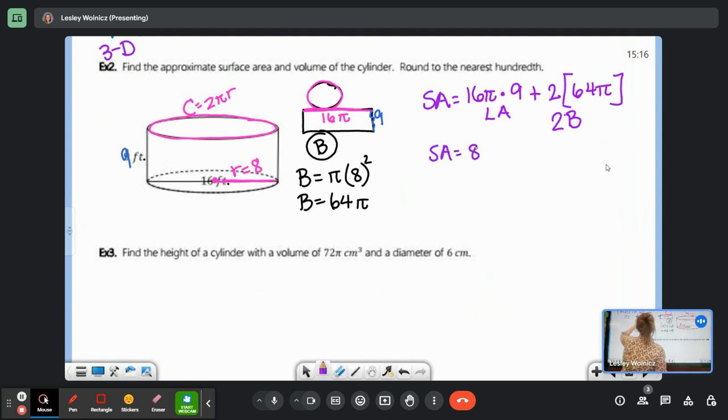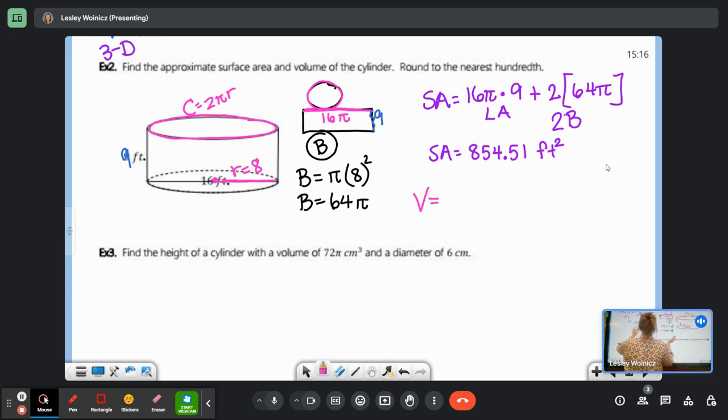Okay, what do we get? 854.51. Okay, is that what everybody got? Yeah. Okay, what kind of units? Feet to what power? Good, squared. All right, let's do the volume.